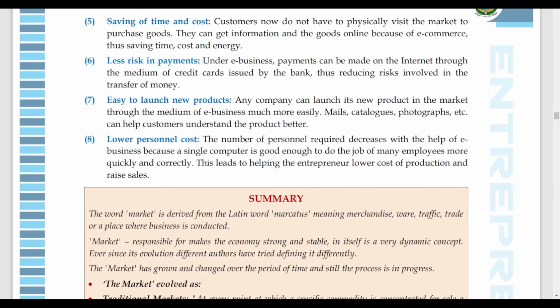Easy to launch new products. Any company can launch its new product in the market through the medium of e-business much more easily. Mails, catalogs, photographs, etc. can help customers understand the product better.